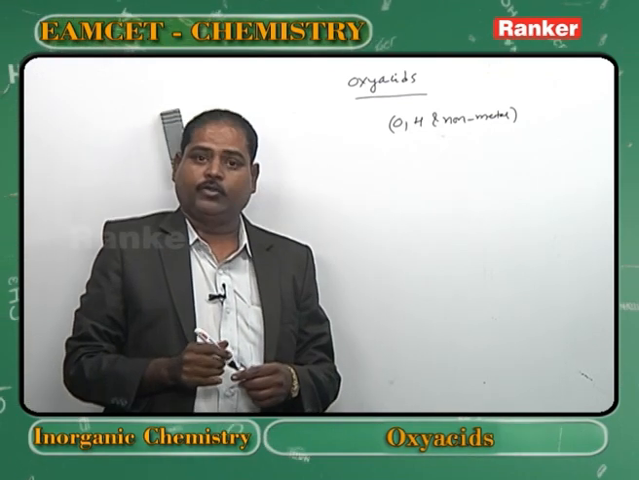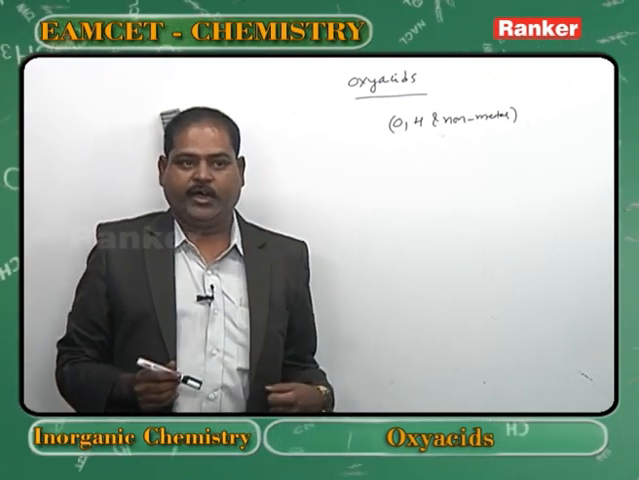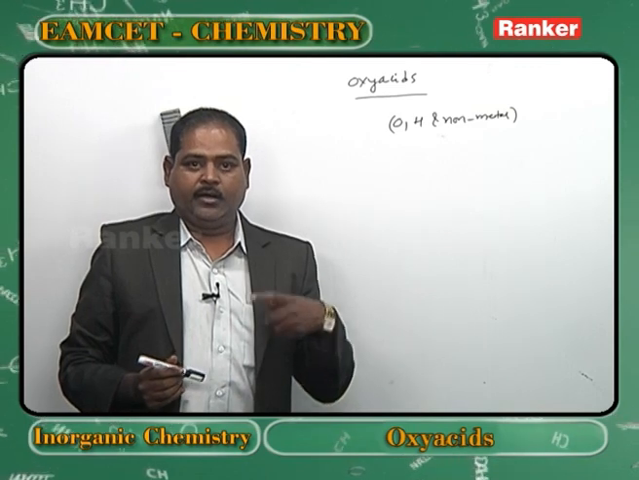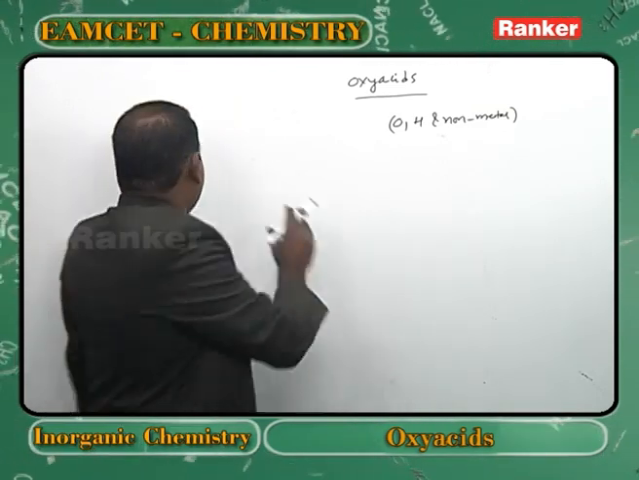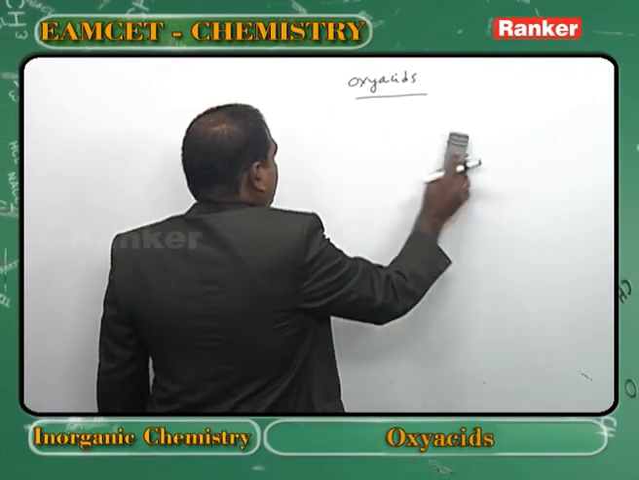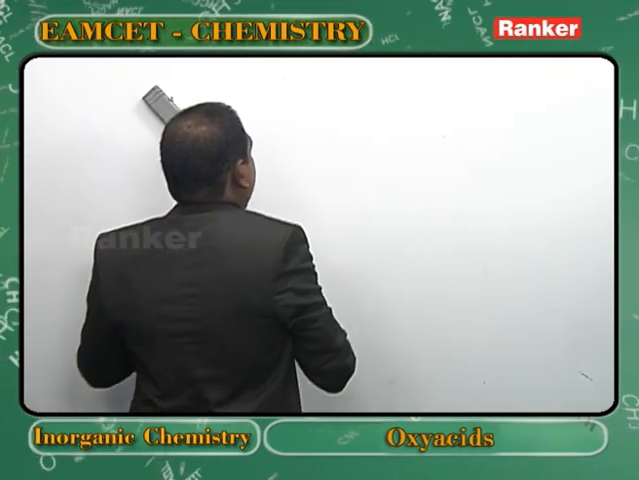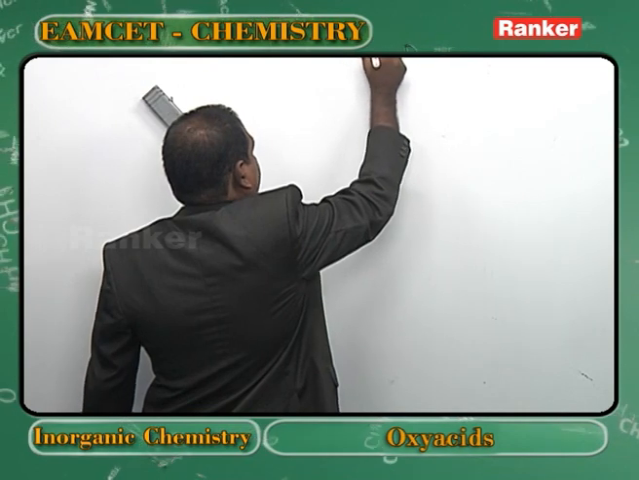You have many examples. All of you know about sulfuric acid, phosphoric acid, and nitric acid. So, let us today learn how to name oxyacids or how to get the formula of oxyacids.